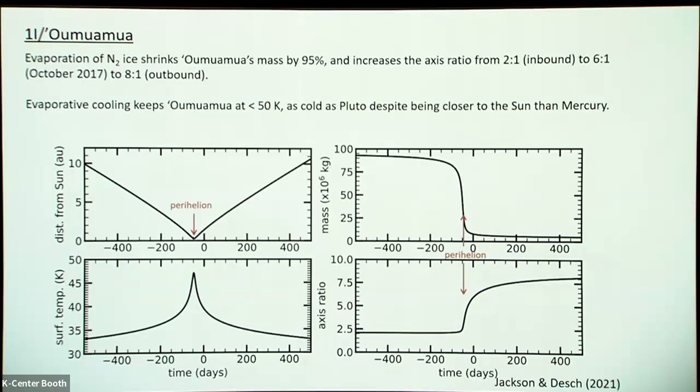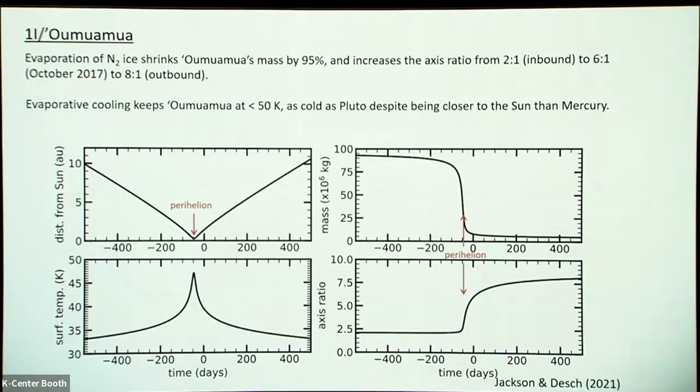The mass, though, is dropping very rapidly as it rounds the sun. It probably lost 90% of its mass. And as it lost mass, its axis ratios would have changed. It would have gone from something that maybe was 2-to-1 or 3-to-1 axis ratios, eroding like a bar of soap, to something with a 6-to-1 axis ratio.